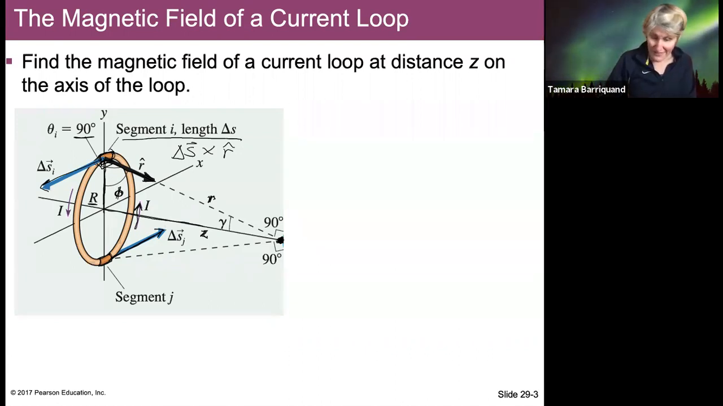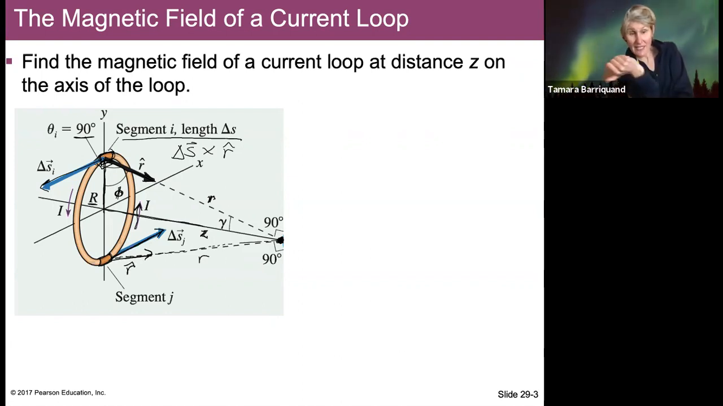And so if we want to find the magnetic field due to segment J, which also has a distance r from point Z, then it will have an r hat also in this direction. And if we take our delta S in this case and cross it with r hat, we will have our thumb pointing down and to the right. So this time it'll be down and to the right. So that's what the magnetic field will be due to segment J.